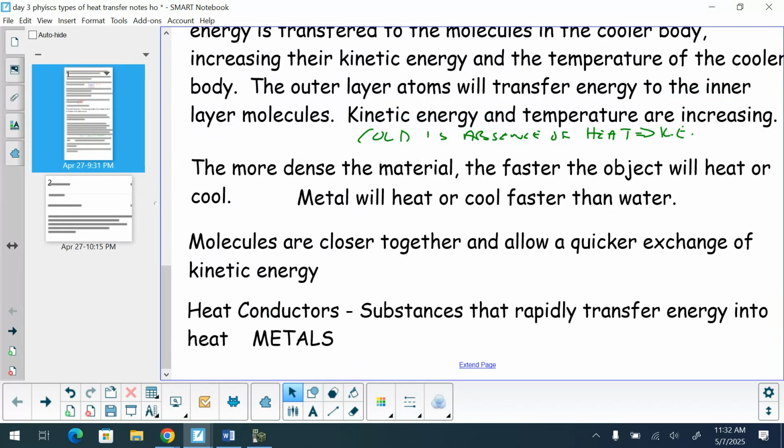Heat conductors: substances that rapidly transfer energy as heat. Metals. These are heat conductors. Once again, if you're trying to transfer heat, you want to use heat conductors, which are metal.